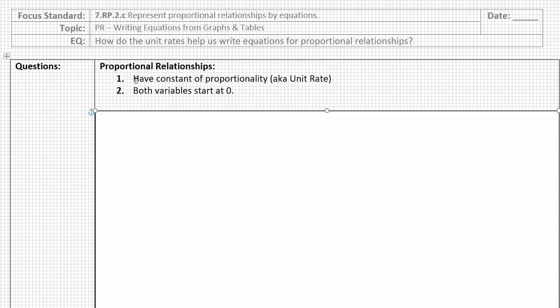Let's start with a couple reminders about proportional relationships. There are two requirements for a relationship to be proportional. First, it has to have a constant of proportionality, which is a fancy phrase to say unit rate. And number two is both variables have to start at 0. So, with those reminders, let's take a look at our first problem.